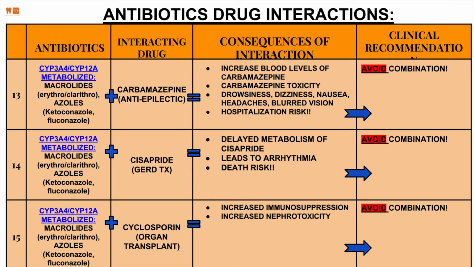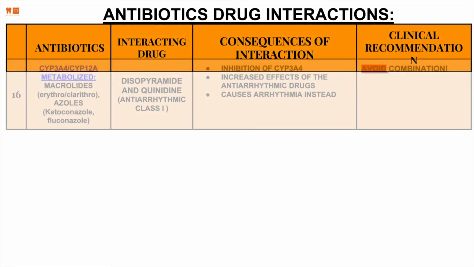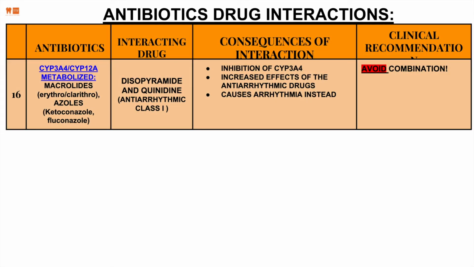So think of it this way. Every drug that has been in combination with macrolides and azoles, which are metabolized by the cytochrome P3A4 and cytochrome 12A, will lead to increased effects and decreased metabolism. So let's keep that pattern in mind. Drug number 16, same category, mixed with antiarrhythmic class 1 drugs, especially quinidine, very important, and of course the disopyramide.